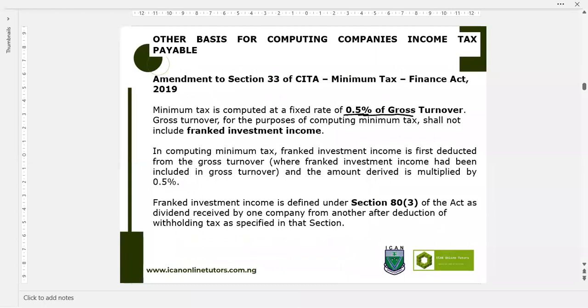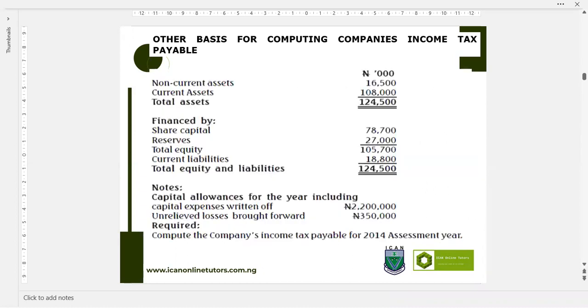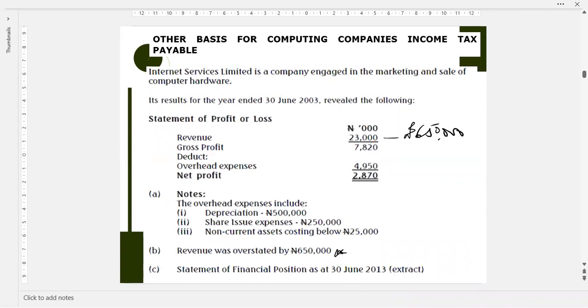So based on the Finance Act of 2019, minimum tax is computed at a fixed rate of 0.5% of gross turnover. And our gross turnover for this purpose is income from all sources, less non-taxable income from which no further tax is payable, franked investment income, tax exempt income, then capital allowances, and the likes. So now these are our gross turnover. So 23 million naira minus 650.